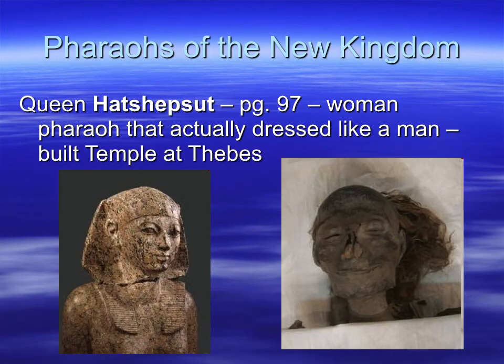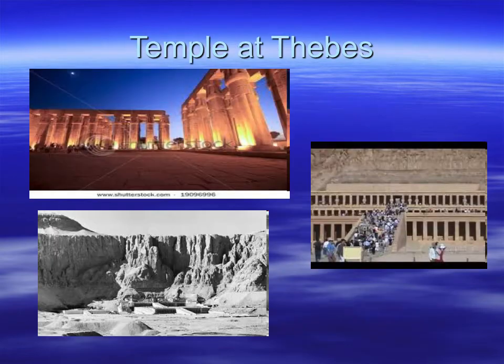We discussed Queen Hatshepsut, the first female pharaoh, whose husband died, and her stepson was not old enough to reign, so she was a regent for a while. She dressed as a man for political reasons, and she had the Temple of Thebes built. But after her death, her stepson removed any kind of statues of her because of the hatred he had towards her taking power from him at a young age. There's the Temple of Thebes.